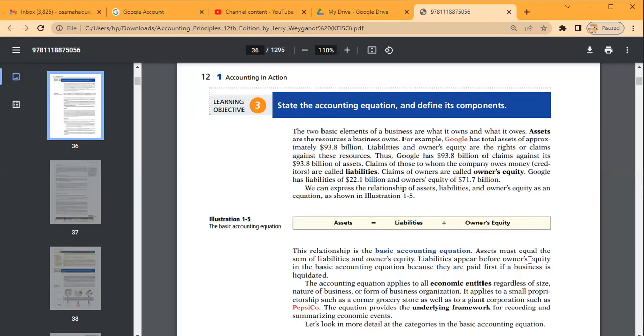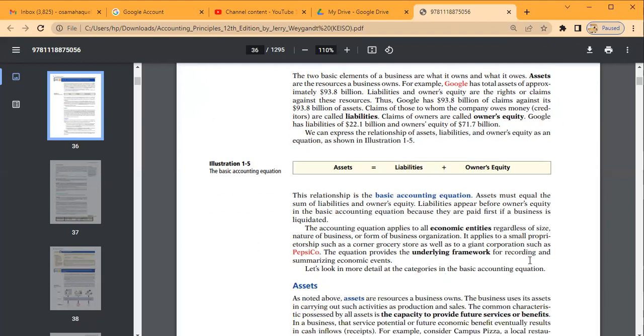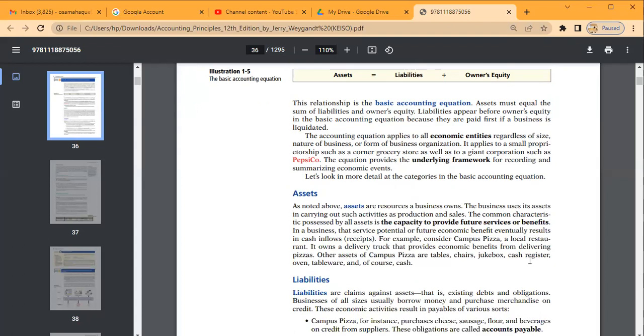This relationship is the basic accounting equation. Assets must equal the sum of liabilities and owners' equity. अब assets क्या होता है? We have already discussed this. Assets are basically what is ownership of a business, what the business owns.